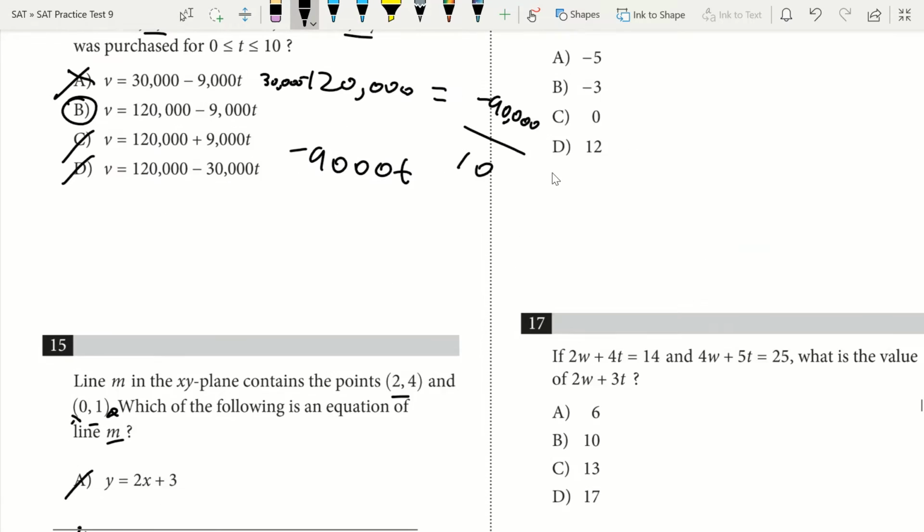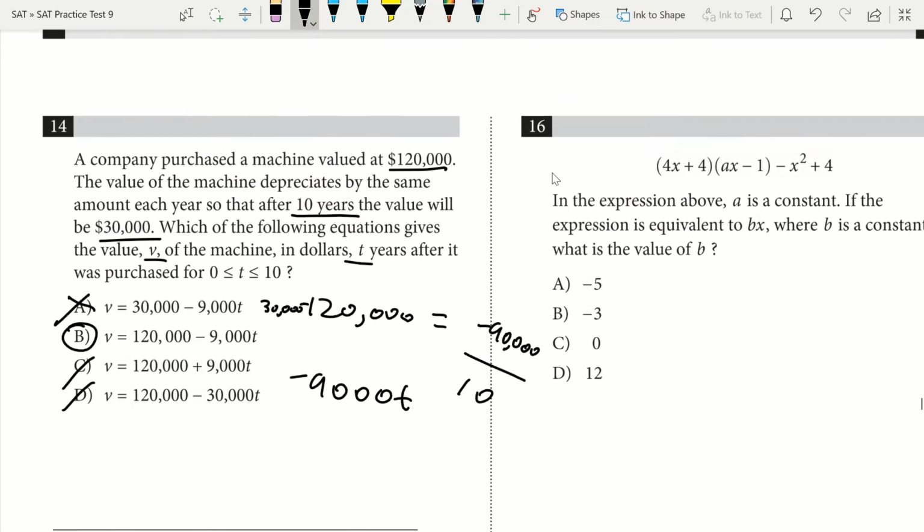All right, question 16. In the expression above, A is a constant. If the expression is equivalent to bx, where b is a constant, what is the value of b? All right, well, here's what I've got to do. So I need bx equals some value times x on this equation, right? So what I see here is I have minus x squared. Well, to get rid of that minus x squared and just get it as 0, I need to have a plus x squared. Well, in order to have a plus x squared, this 4x times ax is going to give me 4ax squared.